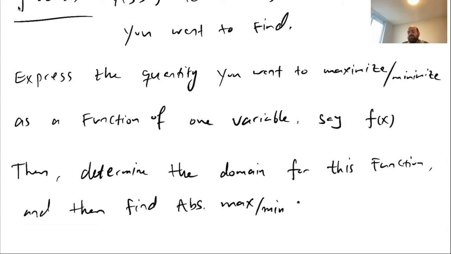So even if you have two variables, like the examples we did last time, let's say x and y, and you know that, for example, area is x times y. But if you know the connection between x and y, and you know that y equals, for example, 5 minus x, then you can substitute y and write your function as a function of one variable only. Okay, so please do that and write your function as a function of one variable only.